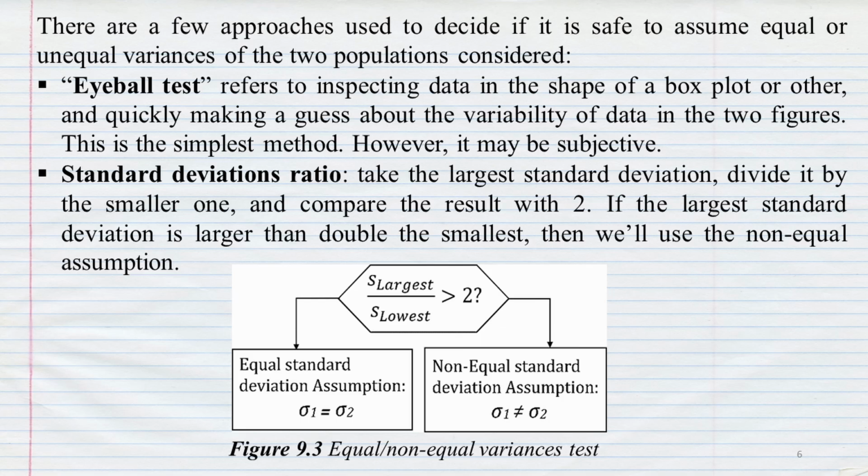Eyeball test refers to inspecting data in the shape of a box plot or other, and quickly making a guess about the variability of data in the two figures. This is the simplest method. However, it may be subjective. Standard deviations ratio: take the largest standard deviation, divide it by the smaller one, and compare the result with 2. If the largest standard deviation is larger than double the smallest, then we'll use the non-equal assumption. This is illustrated in figure 9.3.